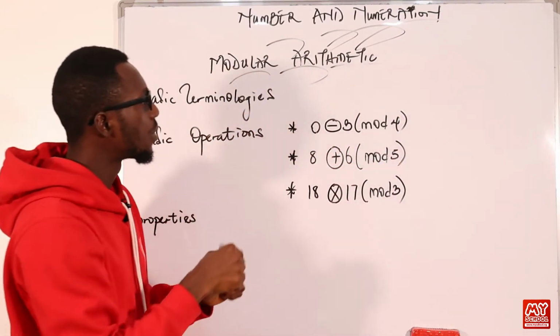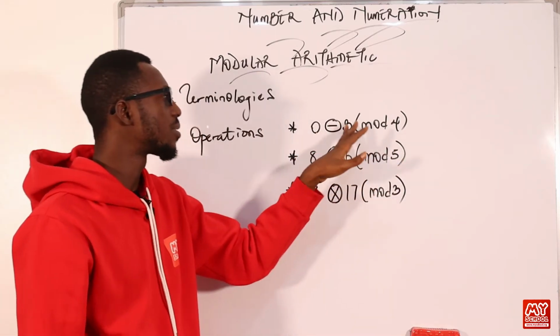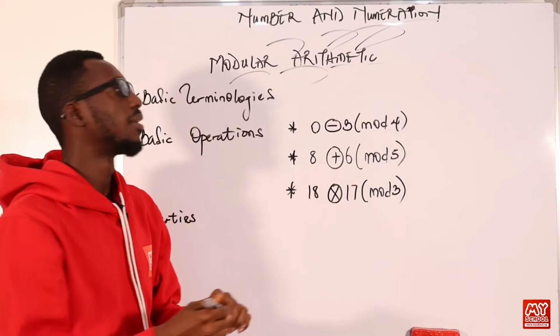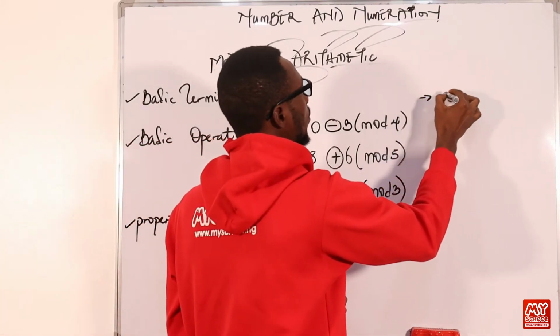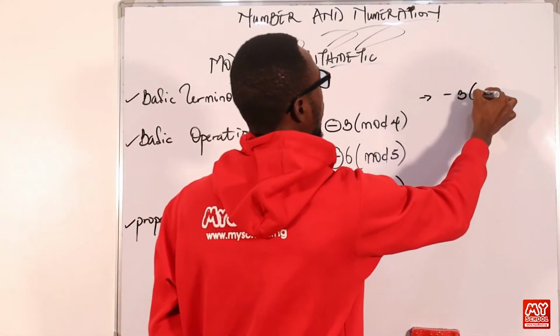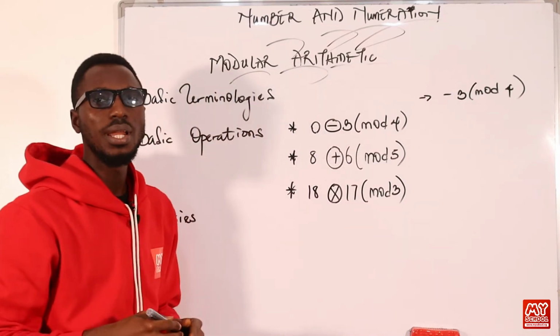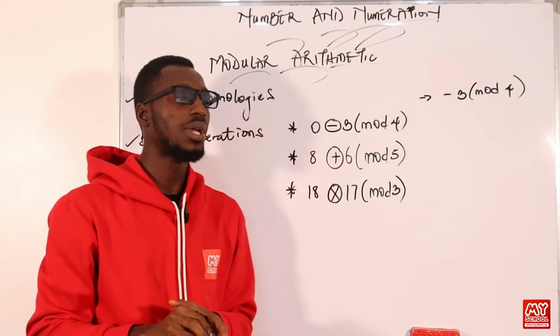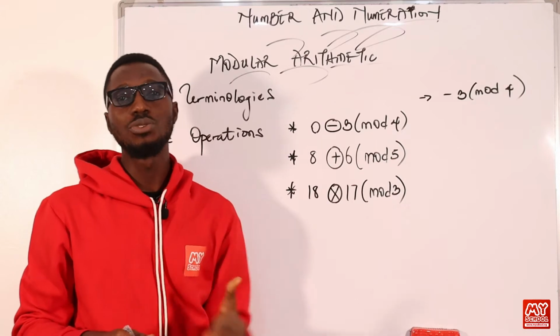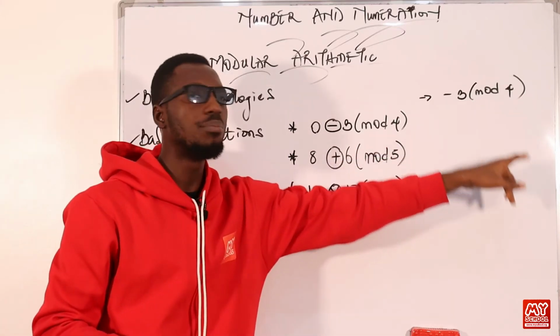So we see 0 minus 3. We can tell that that is minus 3 in modulo 4. But if you look at it, we are talking about whole numbers, so your answer should carry a positive value. So what is minus 3 in modulo 4?